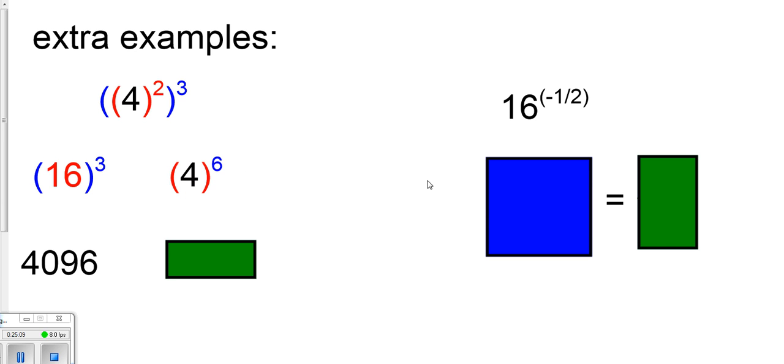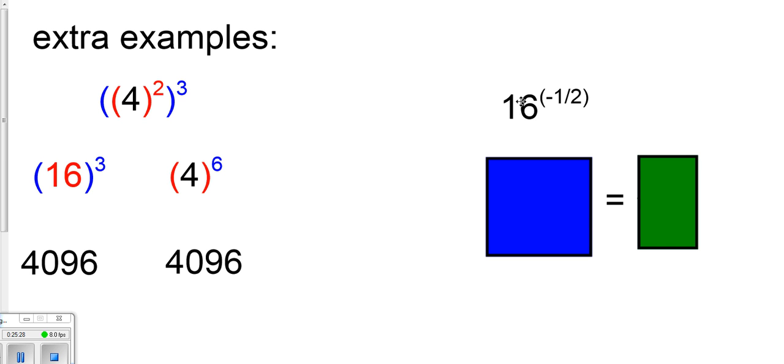Or, to make it easier, you can do 2 times 3 right away, because it's power to a power, and say that it's 4 to the 6th power. 4 to the 6th power is still 4096. So either way will get you there.